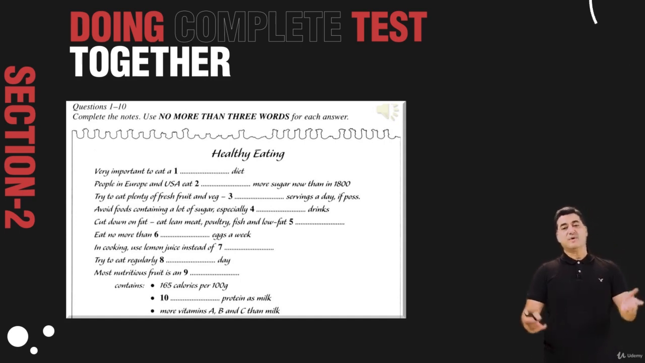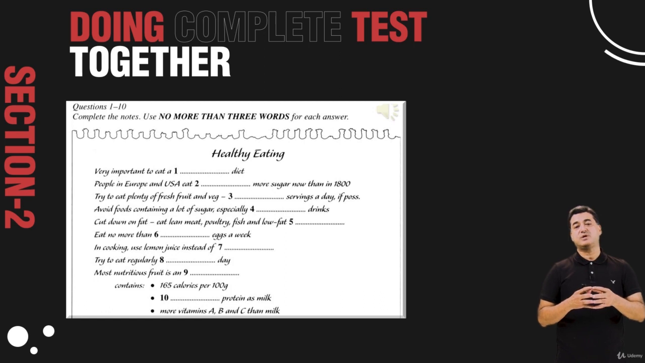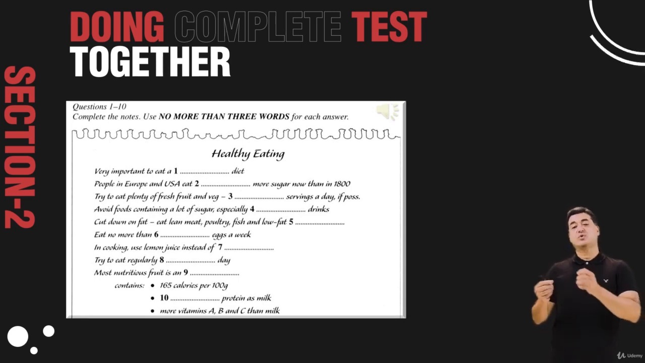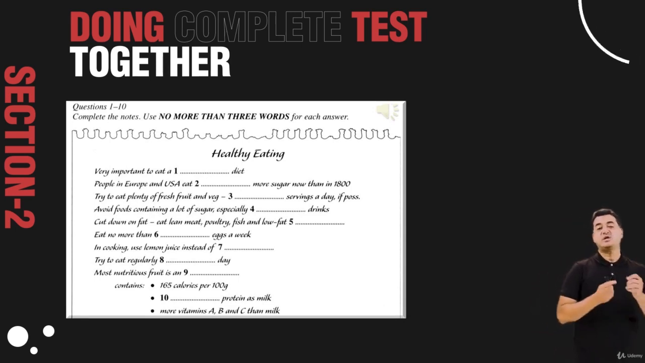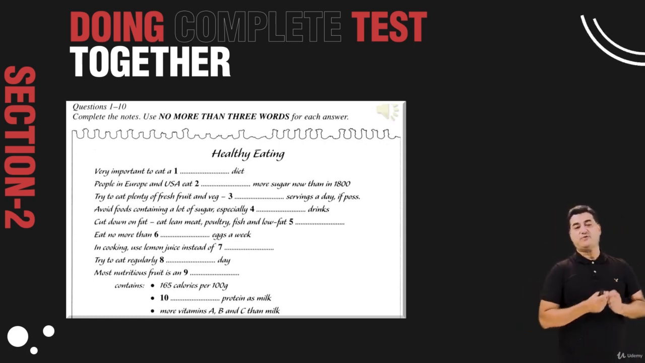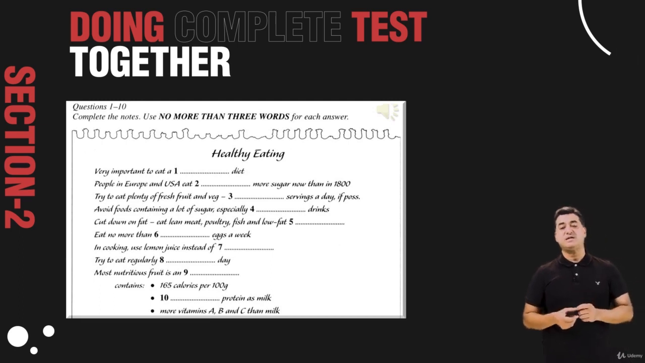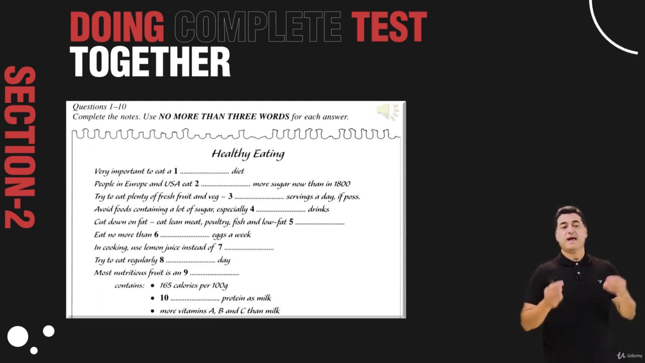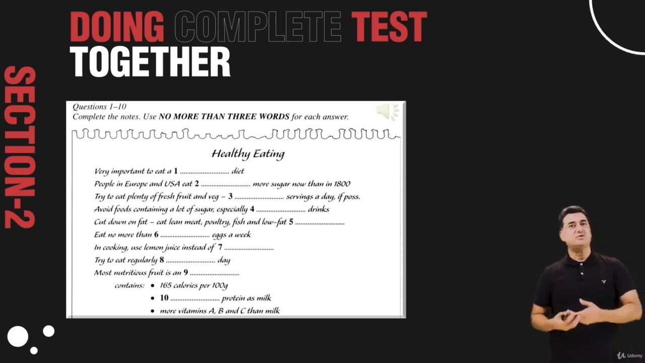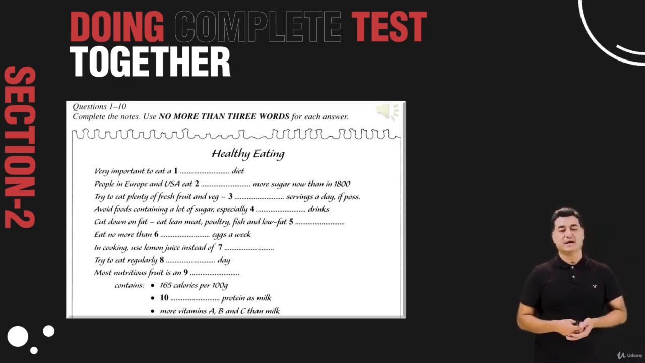So we are talking about healthy eating. Our answers should be no more than 3 words. Very important to eat a ___ diet. People in Europe and USA eat ___ more sugar than in 1800. Try to eat plenty of fresh fruit and vegetable, ___ servings a day if possible. Avoid foods containing a lot of sugar, especially ___ drinks. And then cut down on fat. Eat lean meat, poultry, fish, and low-fat ___. So you can always say what is low-fat available in the market. Eat no more than ___ eggs a week.